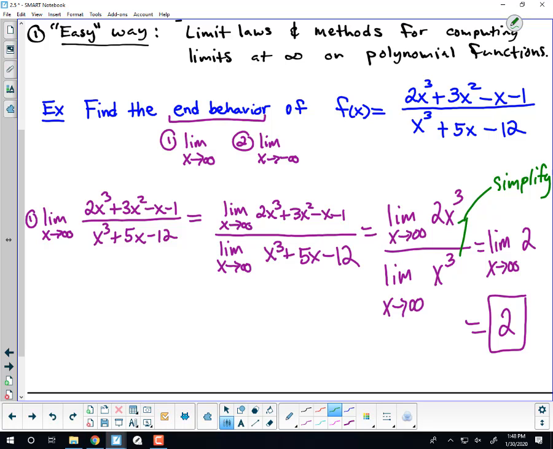So I ran out of room. You could compute the limit at negative infinity. You'd see it works out the same exact way. You're still going to end up with 2x cubed over x cubed. It's still going to simplify to 2. And as x approaches negative infinity on the function 2, the limit is still 2.